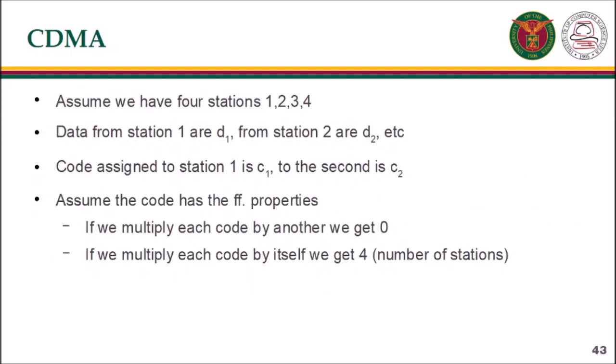To have an idea of CDMA, let us assume we have 4 stations, 1, 2, 3, and 4, connected to the same channel. The data from station 1 are D sub 1, from station 2 are D sub 2, and so on. The code assigned to the first station is C sub 1, to the second station is C sub 2, and so on. We assume that these assigned codes have two properties. If we multiply each code by another, we get 0. If we multiply each code by itself, we get 4, the number of stations.